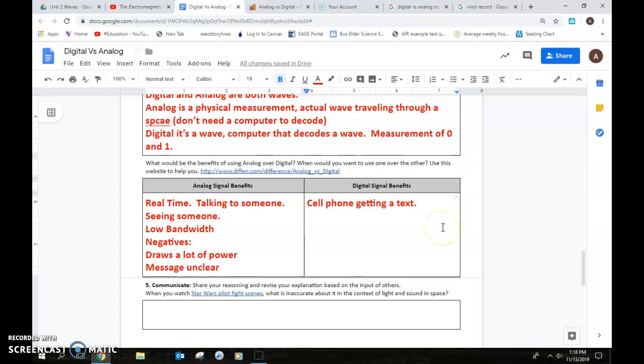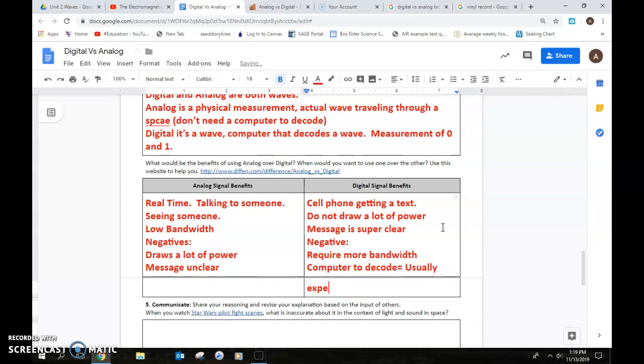Cell phones, they're very nice in the fact that they do not draw a lot of power, and the message is super clear. You can get a very clear message. The negative about digital is it does require more bandwidth, and in addition to that, it requires a computer to decode, so it is usually expensive. I hope that clarified digital versus analog for you.